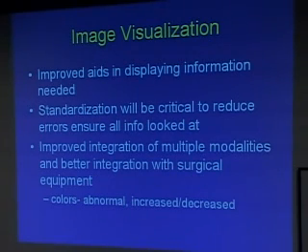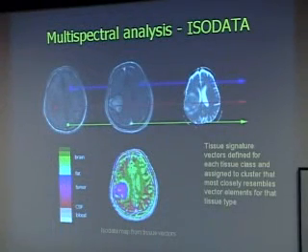So for image visualization, I showed you many different ways that we're using the information, displaying it currently. Standardization is going to be critical to reduce errors, to make sure that we've looked at all the information as the number of slices increases. We're going to need to have better integration with the multiple modalities and better integration with surgical equipment. And I'll just show you some of the difficulties that I'm seeing now as we start to get more data and more ways of displaying it.